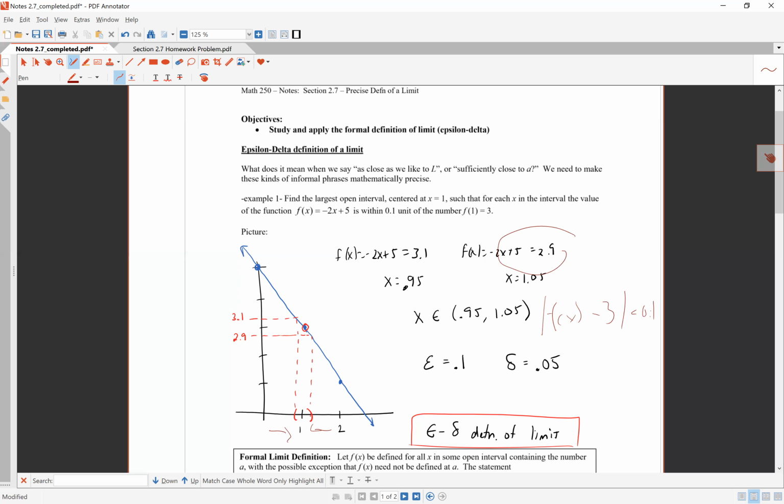Okay, and so we can make the epsilon even smaller, right? You can make it 0.05, and then you have to make the interval even smaller. My f of x looks terrible, doesn't it? Let me see if I can make that a little bit better.